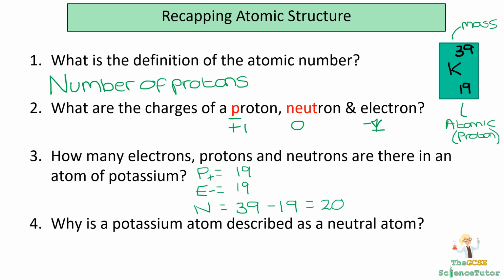And finally, question 4, why is potassium atom described as a neutral atom? Well, again, if we look at the previous question, we can see that we have the same number of positive protons as negative electrons.